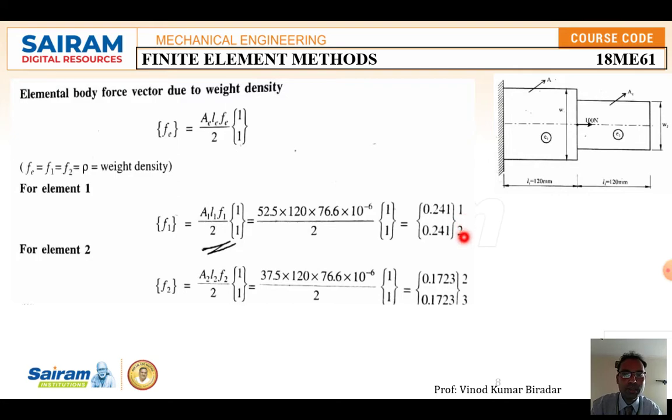This belongs to element one. Now for the second element, you also have to substitute A2, L2, and the weight density, which plays a major role in this problem. You are going to get the F2 value equal to 0.1723, 0.1723. Since it belongs to the second element, the node numbers are 2 and 3. So you calculated the F1 and F2 values.